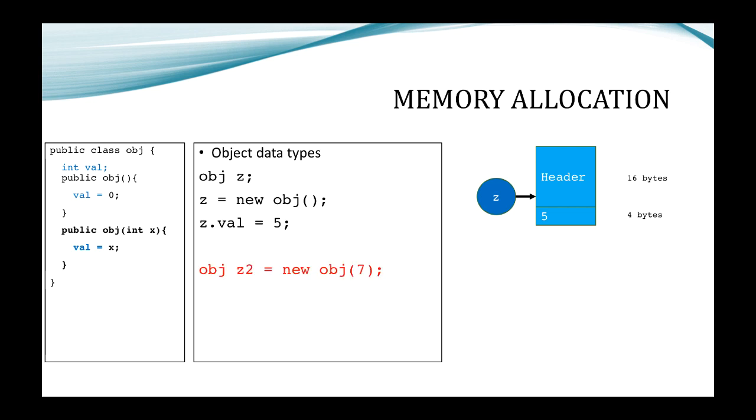Let's create a new object. So here we're saying obj z2 equals new obj(7). Now this is going to call the overloaded constructor, which essentially means first we're going to create a new reference z2, which is going to point to a new memory location of type obj, and we're copying 7 in this object. Again, the size of this object would be 20 bytes, similar to the previous one.